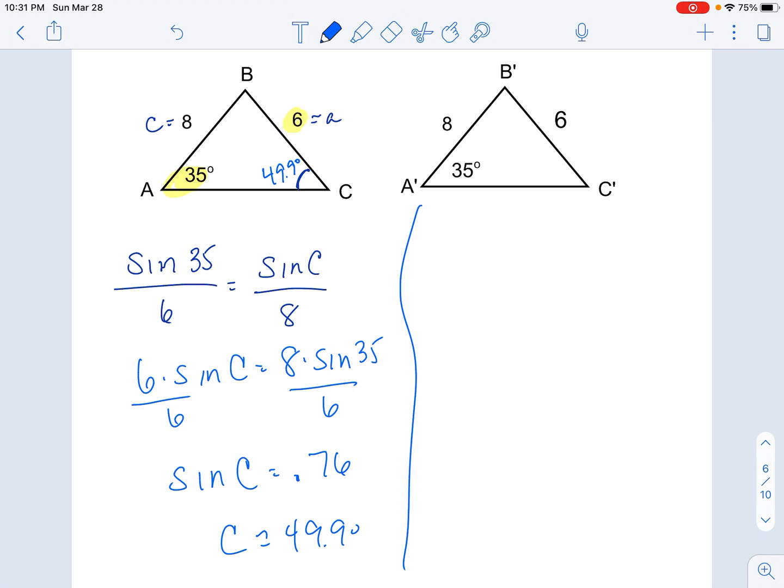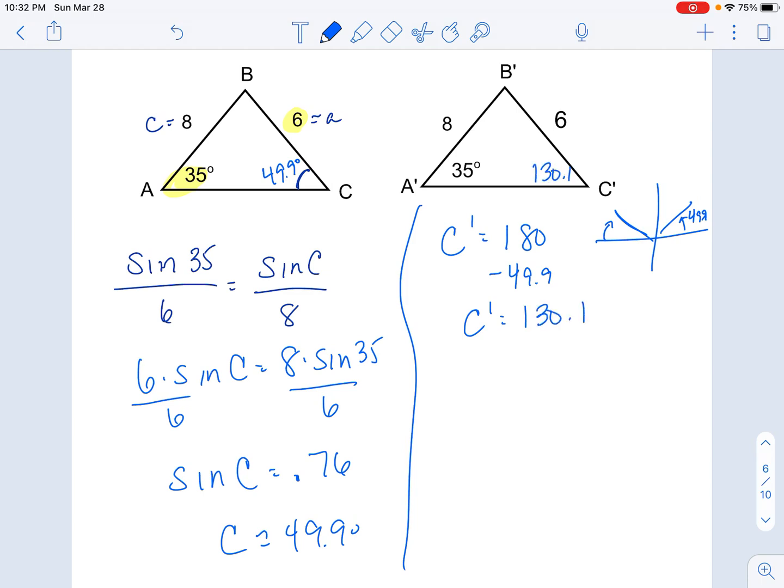Okay, so in this triangle, angle C is going to be 49.9 degrees, which is good. I've got 35 and approximately 50, so that is well under 180. And then to find C prime, I'm going to take that reference angle. We know right now that gave us 49.9, so we need to find the other one. So we're going to go back from 180 and subtract 49.9. So I get 180 minus 49.9, which gives me angle C prime equal to 130.1.